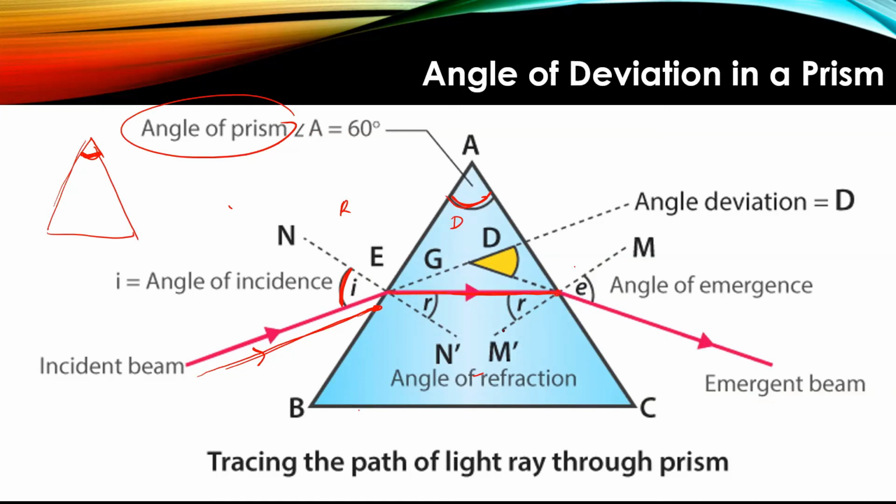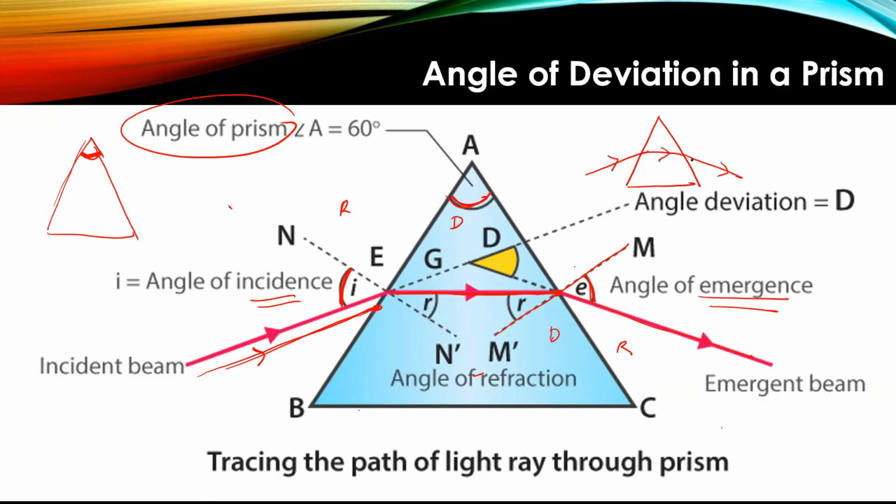Again, this is the point of incidence. We draw a normal over here again. And now it is going from a denser medium to a rarer medium, so it will move away from the normal. So now the angle formed over here with the normal and this emergent ray is your angle of emergence. So this is your incident ray, refracted ray, and emergent ray.